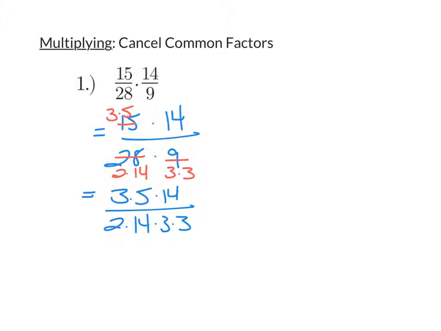And to cancel common factors, we look for those factors that are the same in the numerator and the denominator, like that 14 and that 3. What is left in the numerator is just 5, and in the denominator is 2 times 3, which is 6. Now, of course, you wouldn't need to show all that work. However, in order to simplify a multiplication problem, it's good to cancel common factors first before you multiply it out.